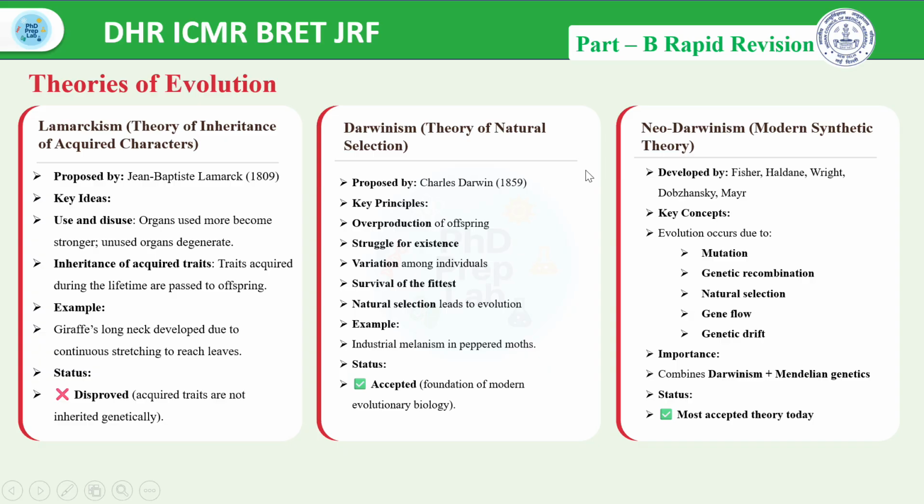Now we have the theories of evolution. There are certain theories given, many of which were rejected. Lamarckism, Darwinism, and Neo-Darwinism are the most popular ones. Lamarckism talked about the use and disuse of organs. He stated that the organs which are most used become stronger, and the organs which are unused degenerate. He talked about giraffe's necks as a very famous example.